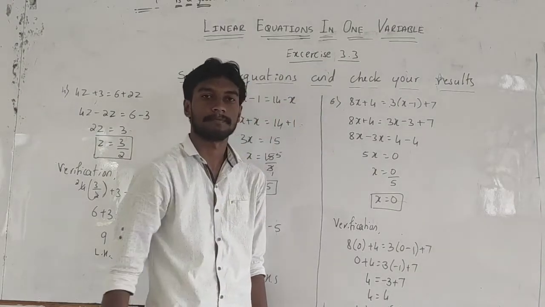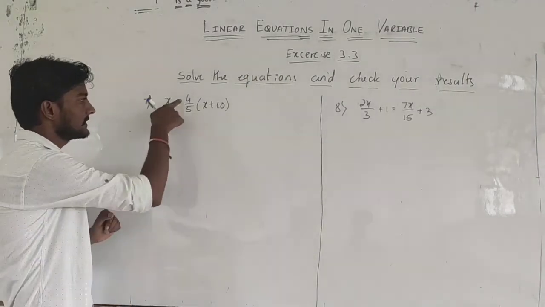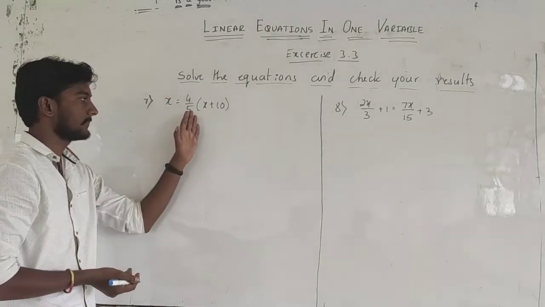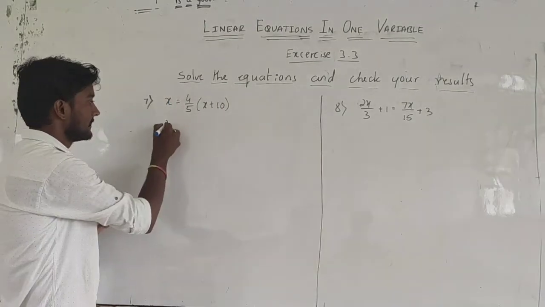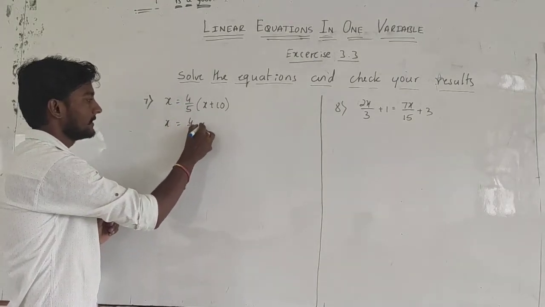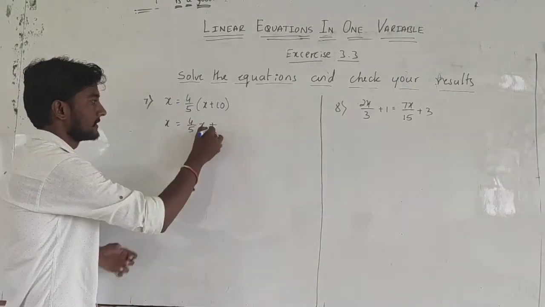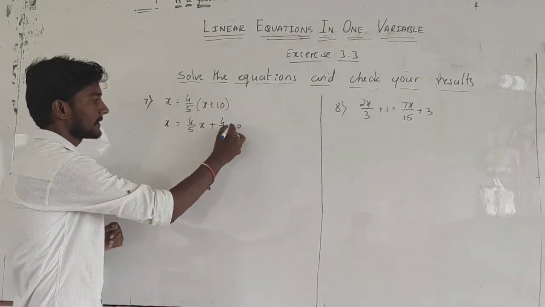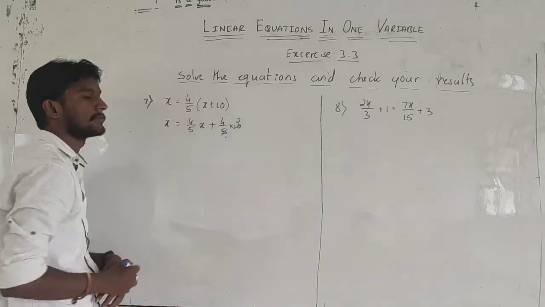RHS. Next, 7th one. X is equal to 4 by 5 into bracket x plus 10. First we have to remove the bracket here. X is equal to 4 by 5 into x is 4 by 5 x plus 4 by 5 into 10 is 4 by 5 into 10. 5 twos are 10, so 8.